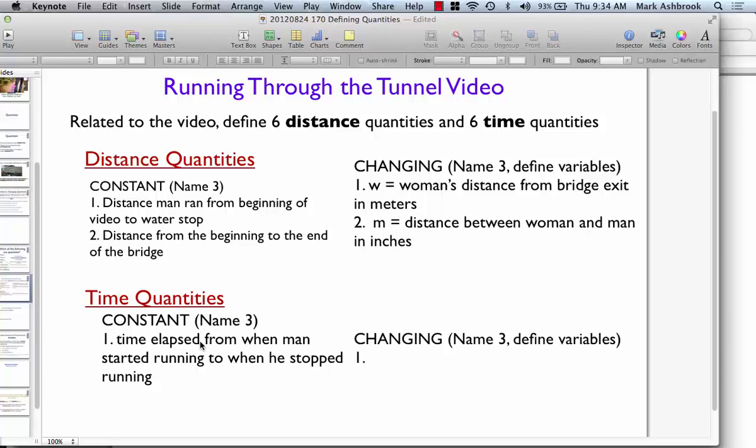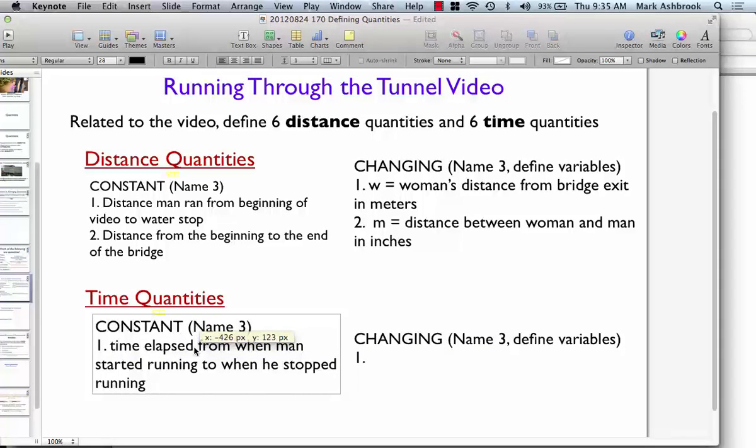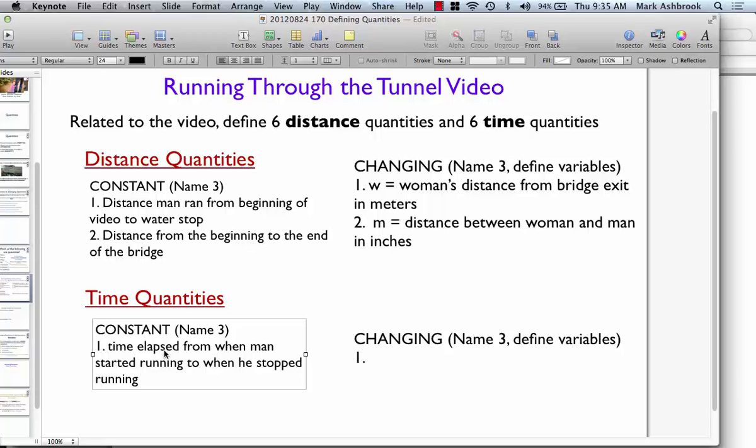Okay, that's valid. The only thing I would say about that is he was running the whole time in the video, right? So he never stopped in the video. That's a totally valid time quantity, but it's a little bit separate from the video, so it's outside the video. But that's okay. That's definitely a constant time quantity. How about another one? The time, we'll say the woman was running under the bridge. The time it took for the woman to run through the bridge.